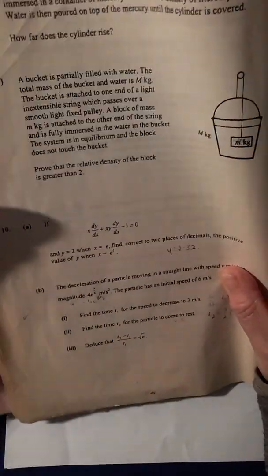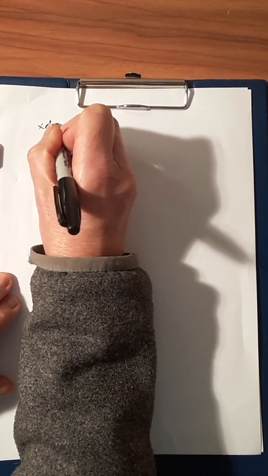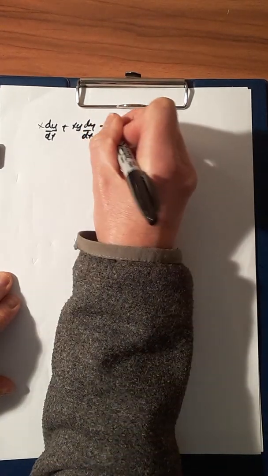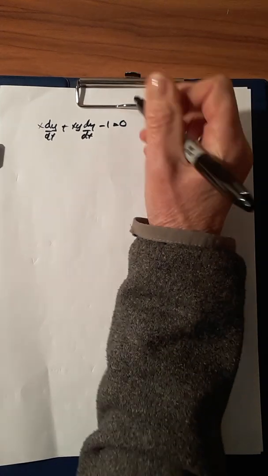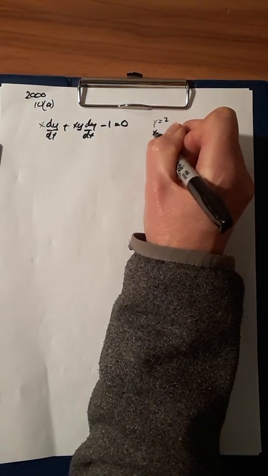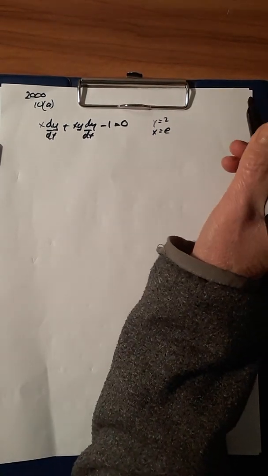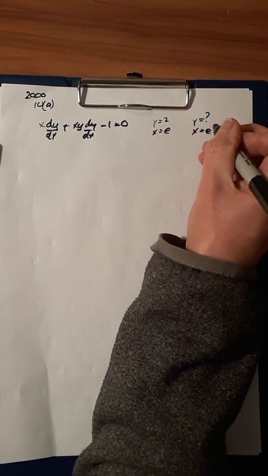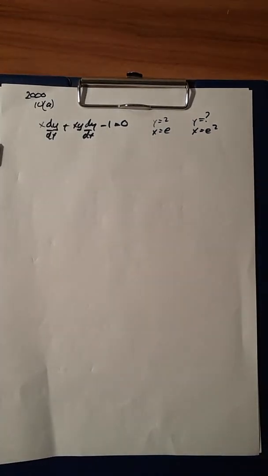So the first part, 10A, because it's an entire question that we can do. Some of the questions we can't do because they're substitution questions. It says: if x dy/dx plus xy dy/dx minus 1 equals 0. You're given this equation. It's question 10A in 2000. It says y is equal to 2 when x is equal to e. You've got to find, correct to two decimal places, the positive value of y when x is equal to e squared. So that's what we've got to find.